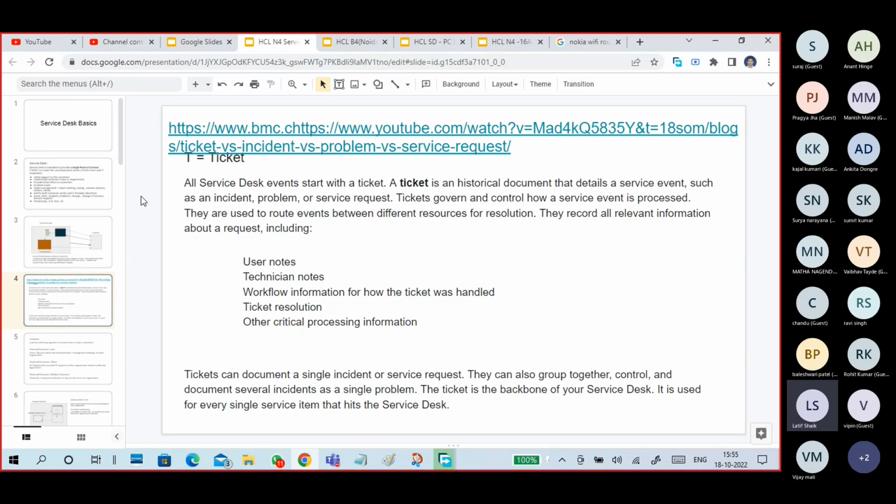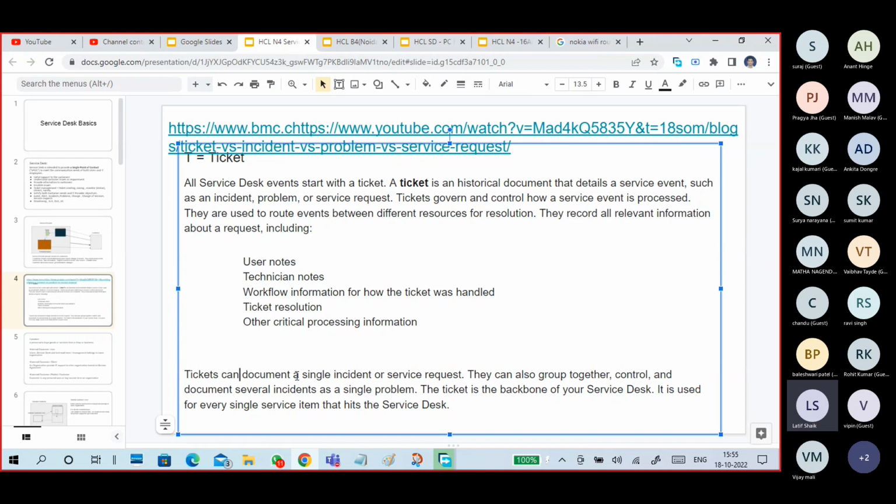So we can understand what the issue is, when it occurred, where it occurred, what the position of the issue is, whether it is resolved, what the priority of the issue is, what information the customer has given, and what the technician is telling about it. Who is handling it, the first person handling, the next person handling, what solutions they made, and whether it was successfully resolved or not. These are all mentioned in the ticket. That is, a ticket is a historical document that details service events.